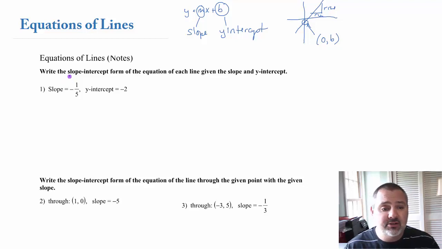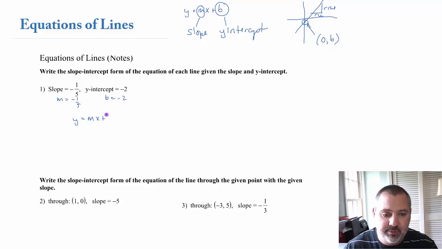So, here we have, write the slope-intercept form of the equation of each line given by the slope and y-intercept. So look what we have. We have our m, which is -1/5, and our y-intercept, which is -2. So if we look at our equation again, y equals mx plus b, we take our slope of m, plug it in, and get y equals -1/5 x plus -2. We don't usually leave plus -2 there, so we're just going to write it as y equals -1/5 x minus 2 for a final answer.